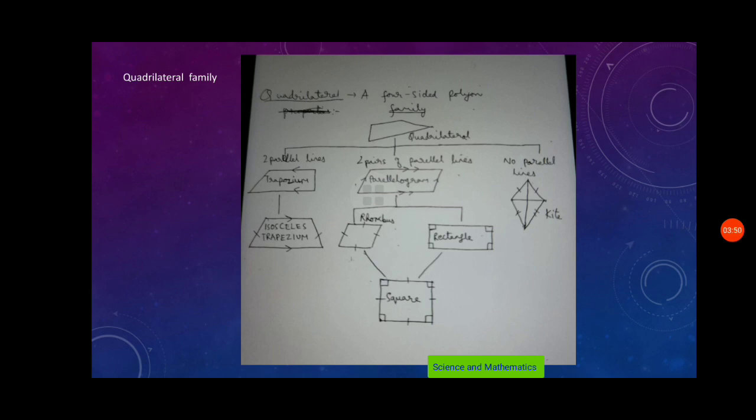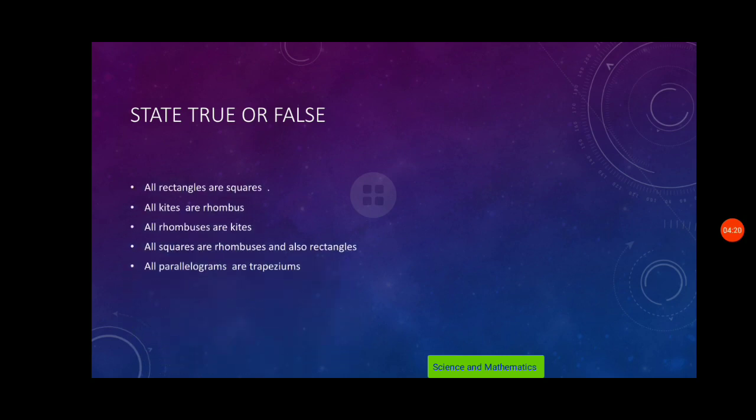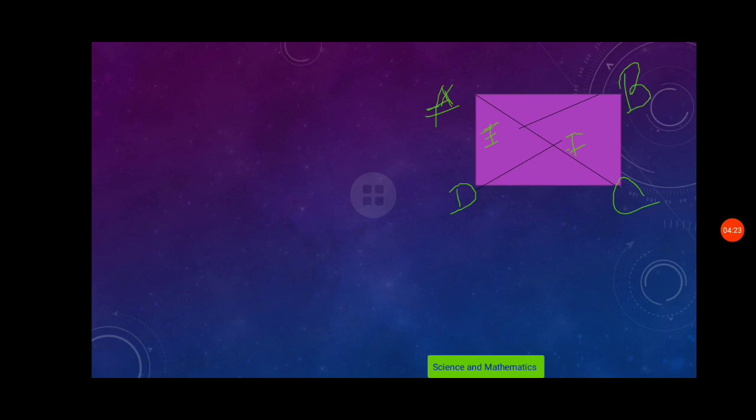Let me show you the first figure, and then I will explain the properties. Now I have given you a true or false. First we will have some true or false questions, because I thought you should have proper knowledge about the properties of different types of quadrilaterals. We will do this true false question in the later part of our video, but first of all let me teach you the properties.